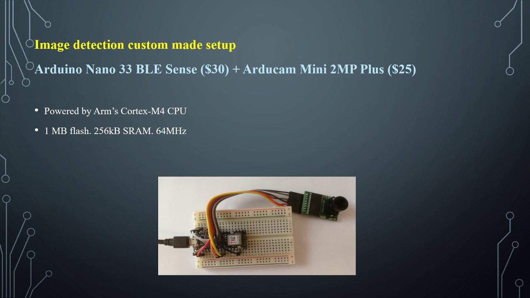We can actually use a setup like this for image detection. This is custom made, and it uses the same microcontroller we already saw, an Arduino Nano 33 BLE Sense, plus a camera, an ArduCam Mini 2MP Plus, and it's only $25. As you can see, with $55, we can run a machine learning algorithm that identifies people.